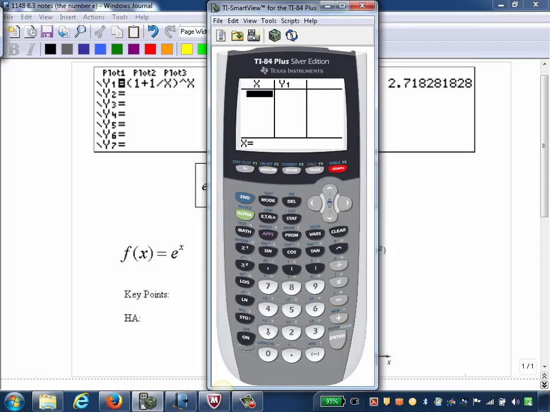I would like you to enter the following x values. We'll start with 1, hit enter, 2, and enter, 10, 100, 1,000, 10,000, and then finally 100,000.